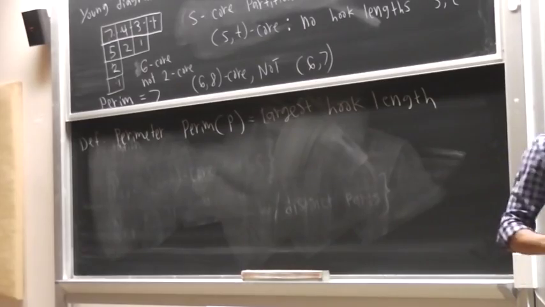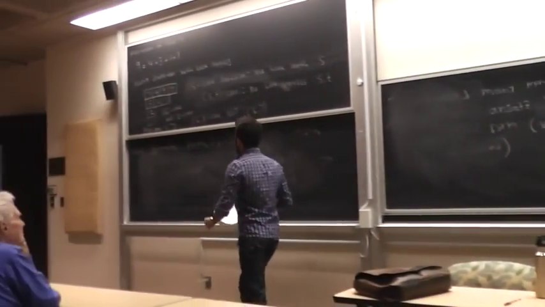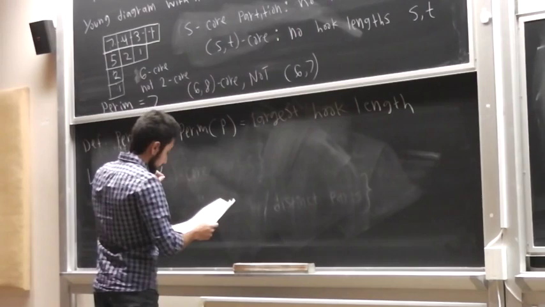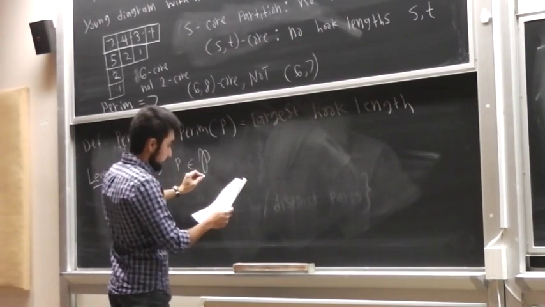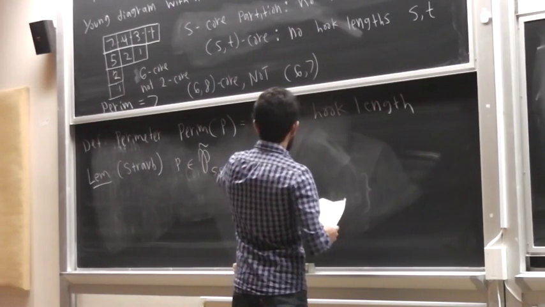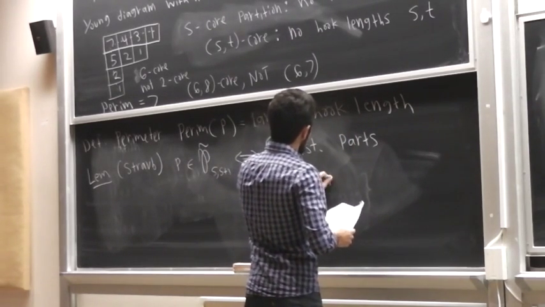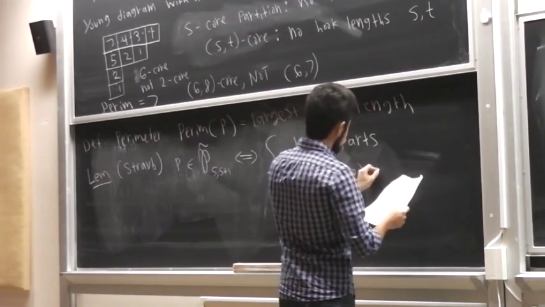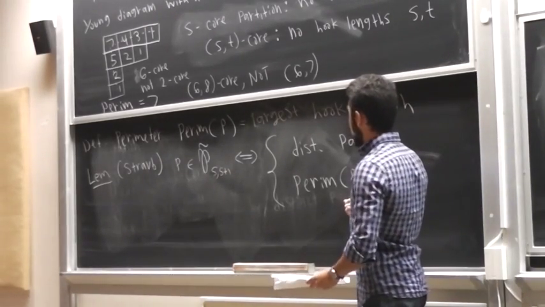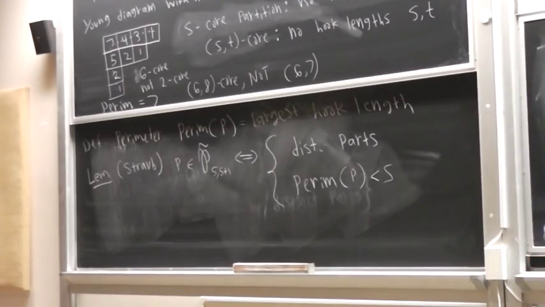And so Straub gave a characterization of s plus 1 core partitions with distinct parts in terms of perimeter. It goes like this. A partition belongs to P sub s plus 1 tilde if and only if it has distinct parts, and its perimeter is strictly less than s. One direction should be obvious: if the perimeter is less than s, that means all the hook lengths are less than s. So that goes that way. And the other way is not too bad either. I think it's induction. Any questions about that?